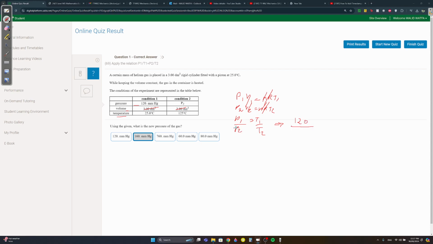So in this case, it's going to be P1, which is 120, over P2, which we don't know, equals T1 over T2. The first temperature is 25 degrees Celsius. Remember, we have to convert to Kelvin, so plus 273, and here also plus 273. It will be 298 over 398. Cross multiply, 160.